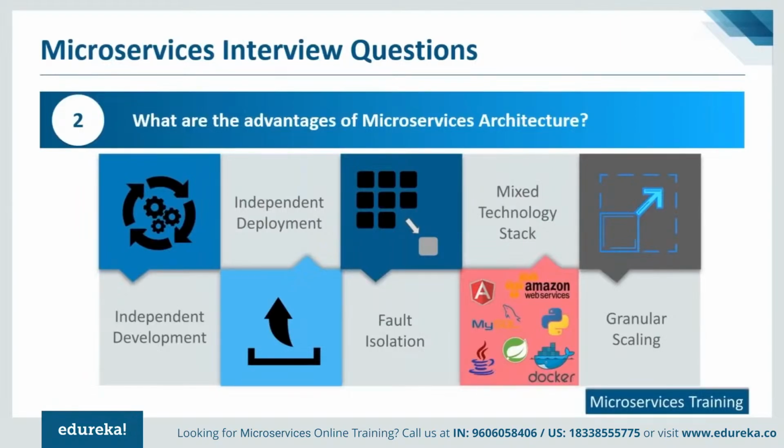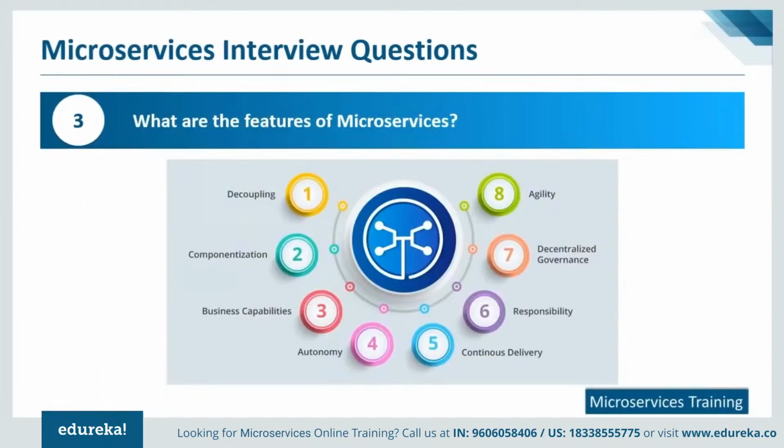These are some of the advantages which I just mentioned. So let us move further and take a look at the next question as well. What are the features of microservices? Well, the first feature is decoupling. That means your applications can be easily decoupled, or rather separated, to have individual functionality. And that means it assures easy development, maintenance, and deployment.